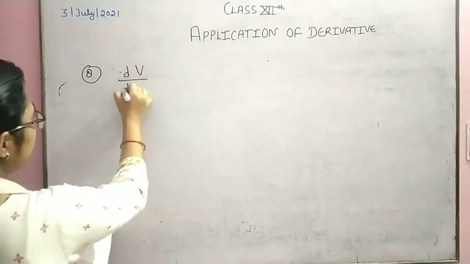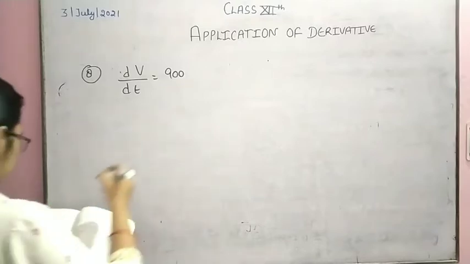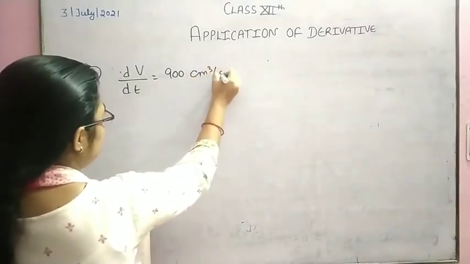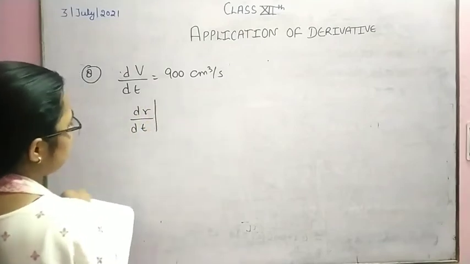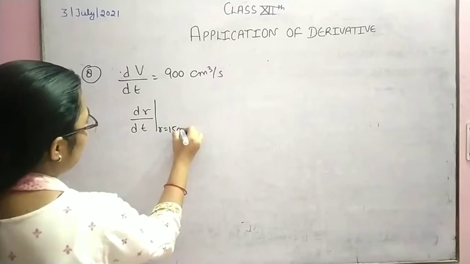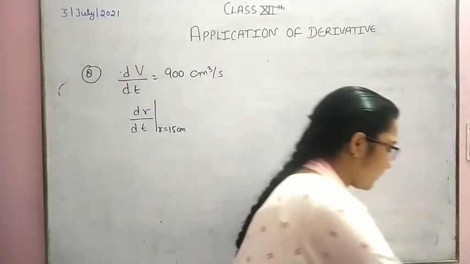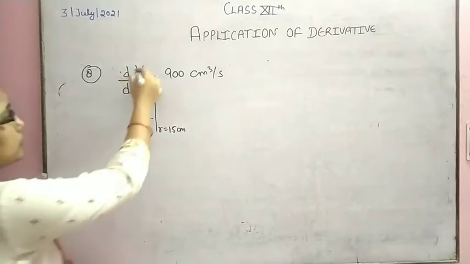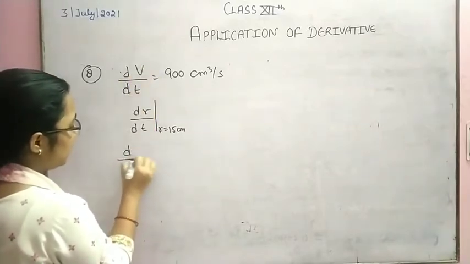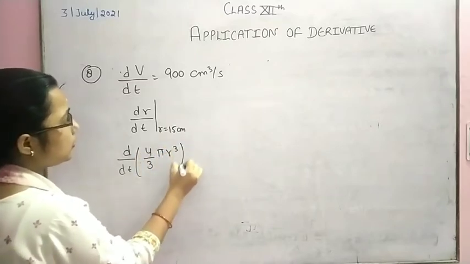Rate of change of volume is given to you, 900 centimeter cube per second. We have to find dr by dt, the rate of change of radius, at r equals 15 centimeter. It is given that the balloon is in spherical shape, so the volume of a sphere, we know, is 4 by 3 pi r cube.